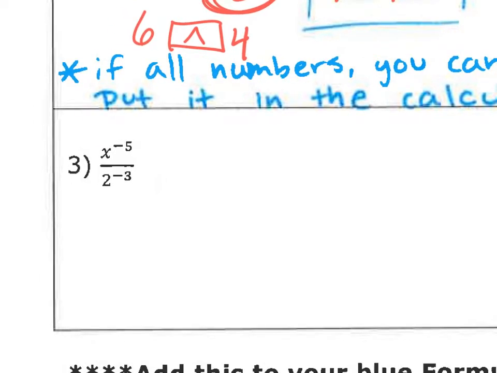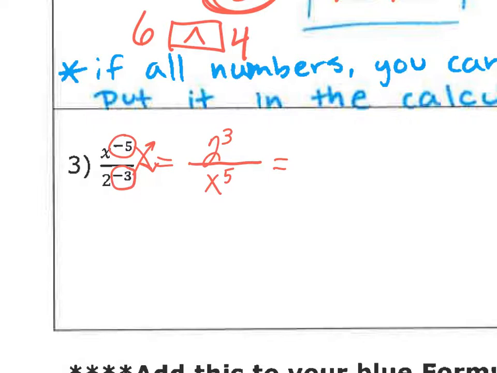Now take a look at number 3. Number 3, I have 2 annoying kids. This one is saying, move me, move me, move me. And this one is saying, move me, move me, move me, right? So if this is in the numerator, in order to make the exponent positive, I've got to move it down. And if this is in the denominator, I need to move that one up.